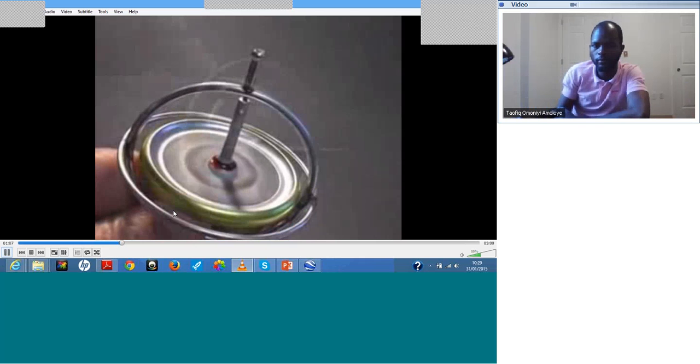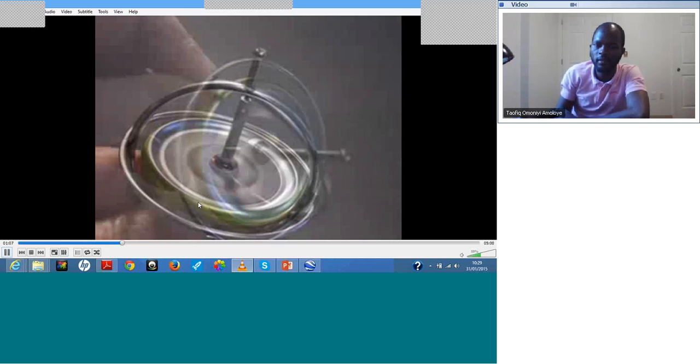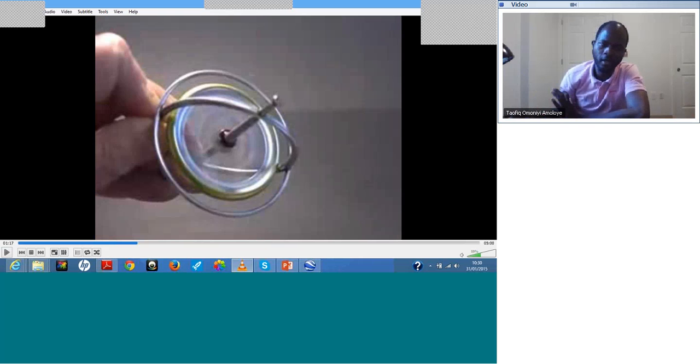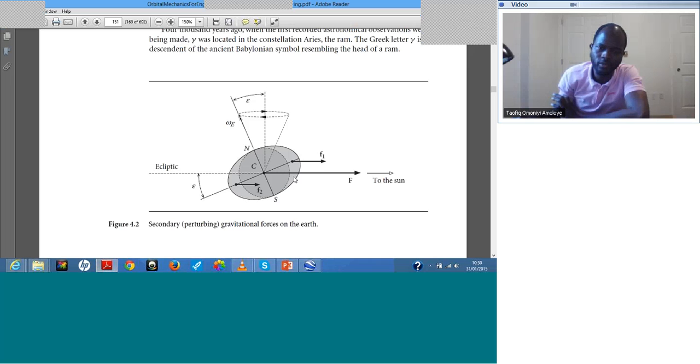So because this portion is now spinning, it's going to resist any force that wants to change its position, and that is what we've been talking about. Because the Earth is spinning, the effect of this force, which is trying to change its position and close up this obliquity, will be resisted by the Earth because of its spinning.